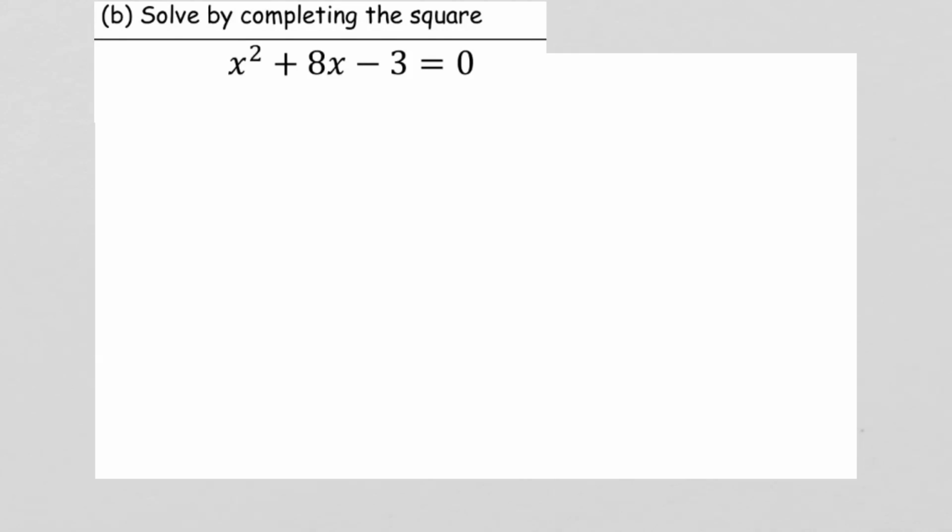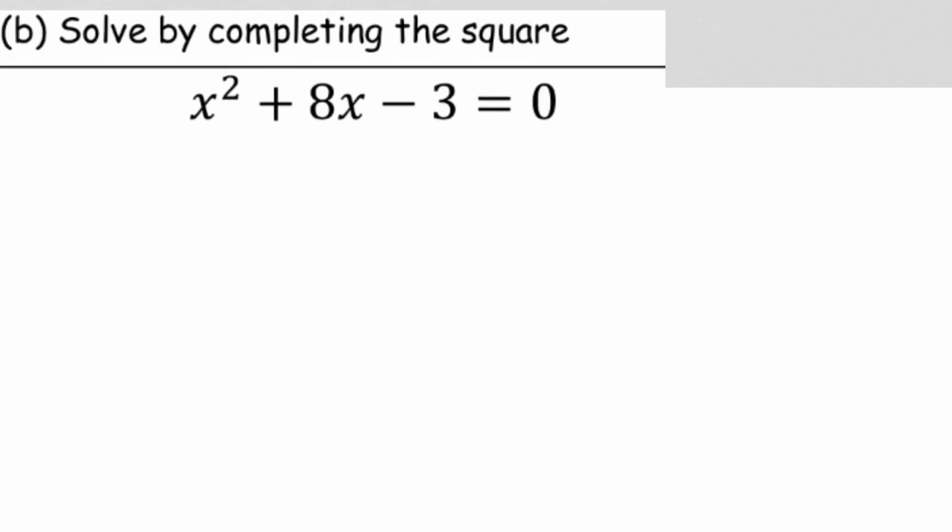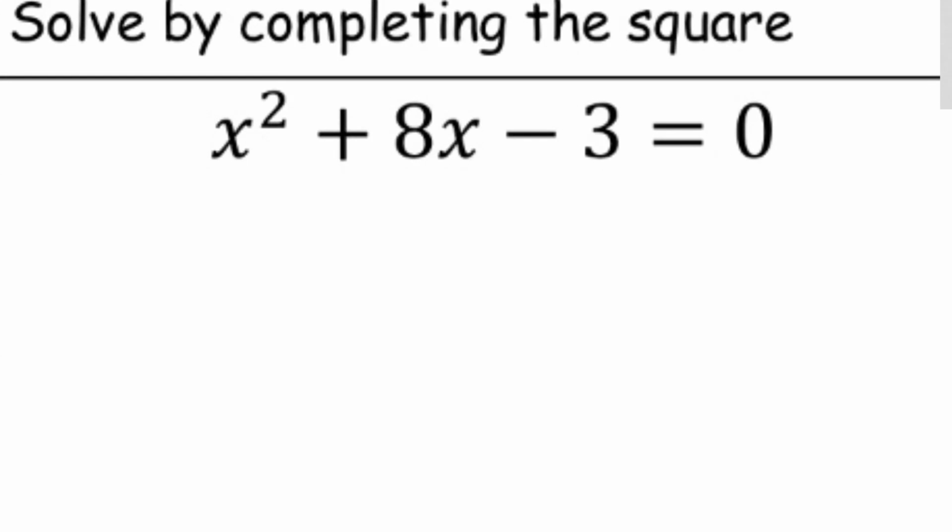Alright, part B of the first problem, we want to solve this by completing the square. So to complete the square, we need to get it into vertex form. So we're going to rewrite this as x something squared. We'll still have our minus 3, and we'll need to do an adjustment. So what needs to go in there?